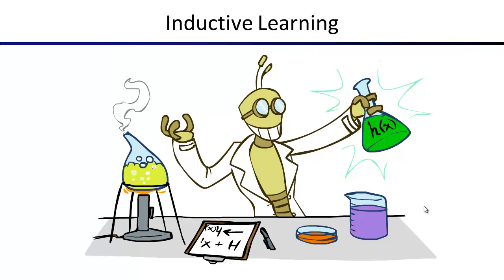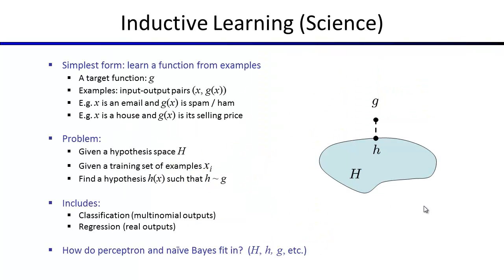Let's think of learning as, let's say, in the context of running some experiments, and you try to recover some relationship between some variables. So you run some experiments, mix some things, try to predict what will happen, try to find an underlying law that explains the results of your experiments. So the way we'll think of it is as follows. Let's say there is some target function g. And that target function is what we're trying to recover, but you don't know what it is.